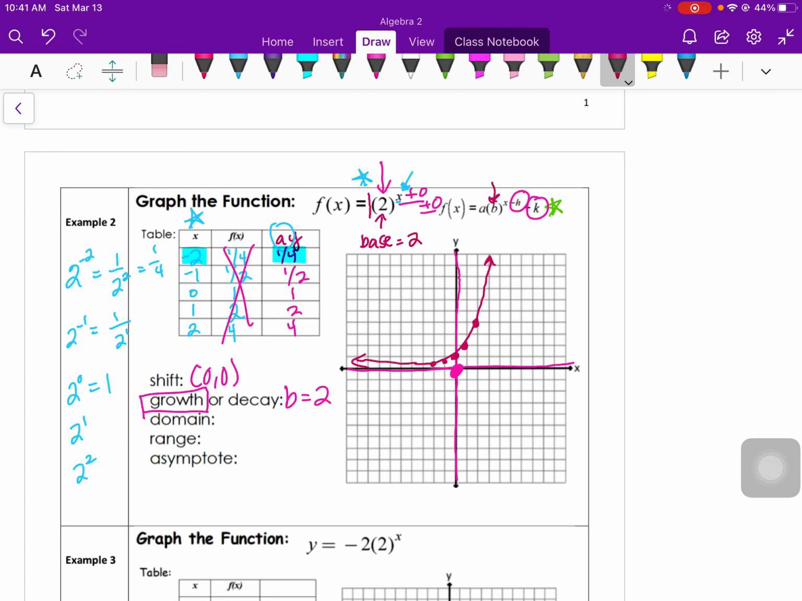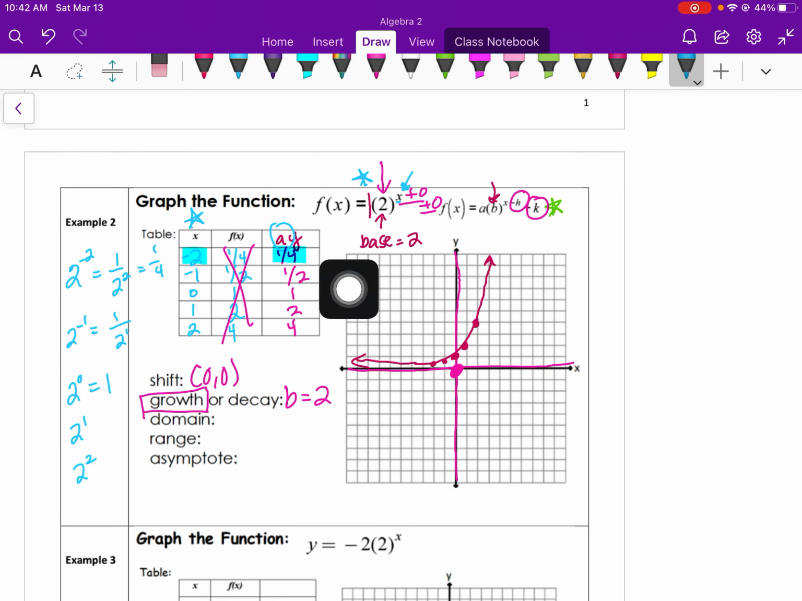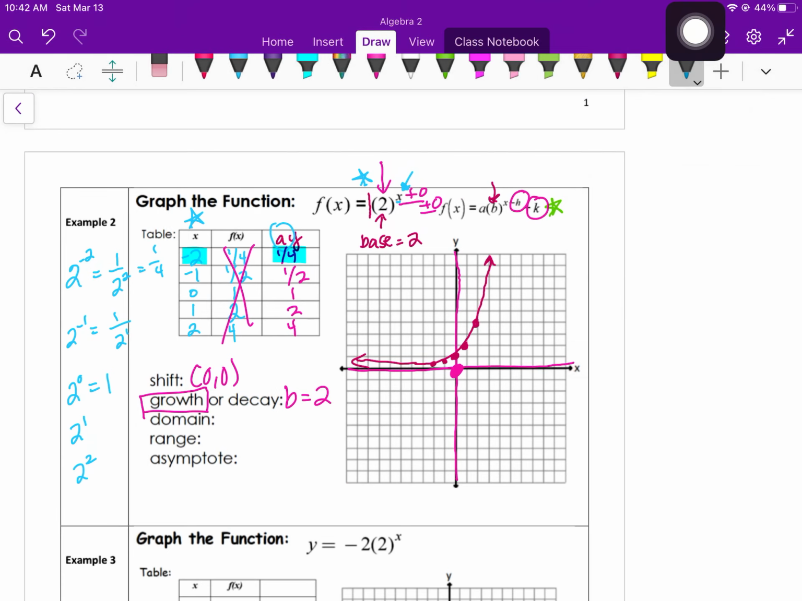So since we said that is a growth, it went up. And if we look left and right, our x's can be anything. It looks like our x's are never going to get bigger than around this area, but if we keep going up and up and up, our x's can be anything. So x is an element of all real numbers.